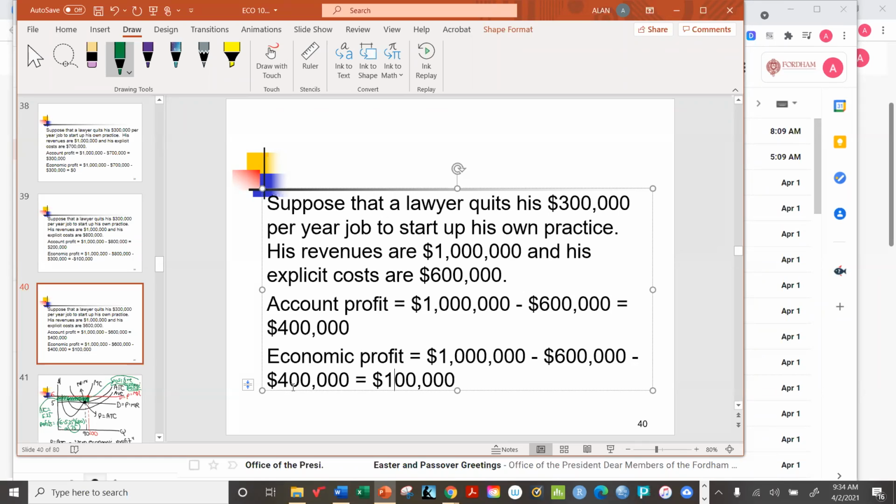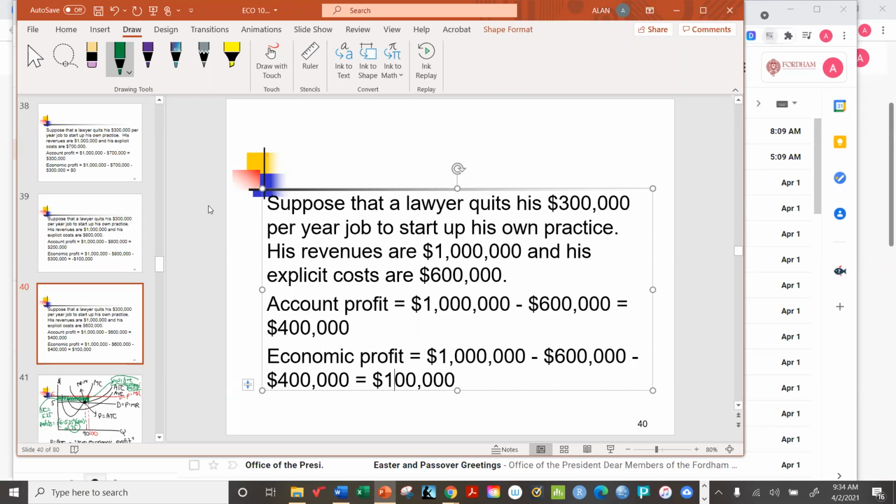So not only is he covering the salary that he gave up from his old job, he's making another $100,000 on top of that. So he's really excited now. Not only is he self-employed, but he has even more money than he did before. So while the accounting profit is 400,000, the economic profit is 100,000.